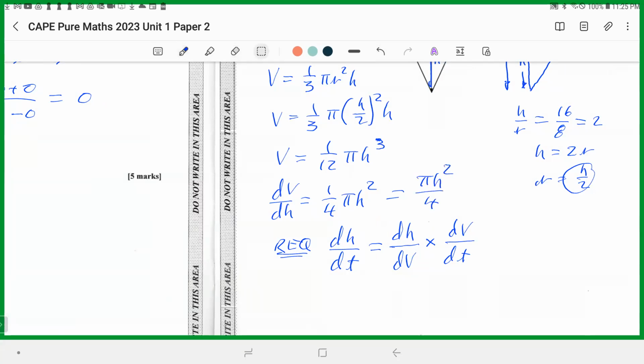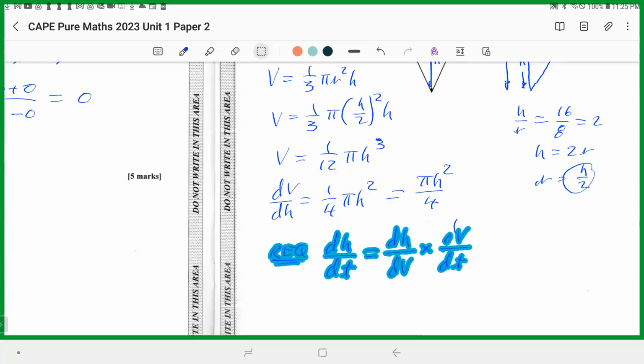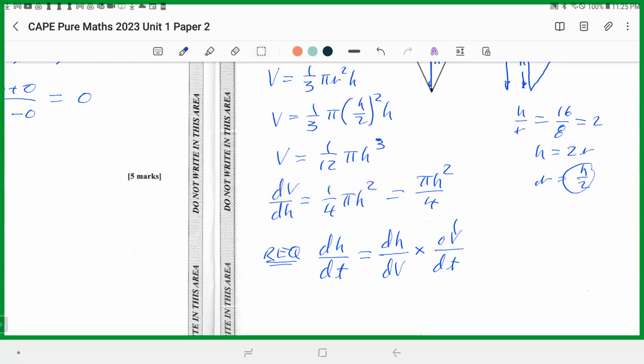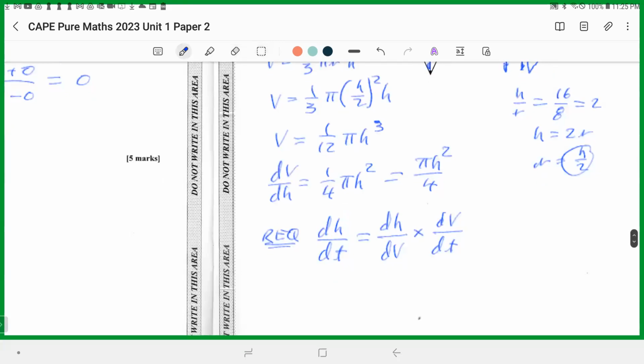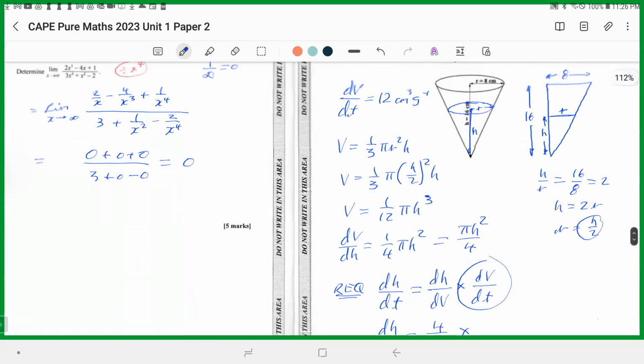All right, I'm going to put in the values now. So I'm going to get dh by dt equals, if this is dV by dh, then dh by dV is the reciprocal of that, 4 over pi h squared, times 12. They gave us that at the beginning. So multiplying this by 12.